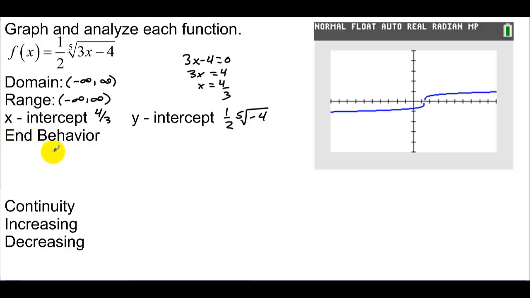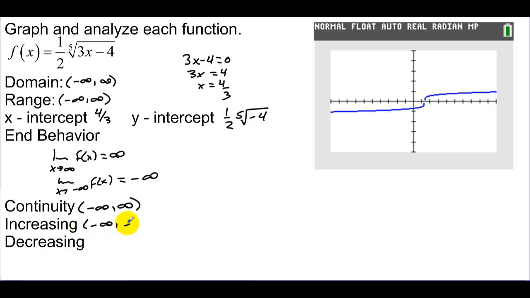The end behavior, we have the limit as x approaches infinity of f of x is positive infinity. So as we go to the right, this function is going up. And the limit as x approaches negative infinity of f of x is equal to negative infinity. So as we go to the left, this function is going down. The continuity is on its domain, negative infinity to infinity, increasing from negative infinity to infinity as we go left to right. And this function never decreases, so none.